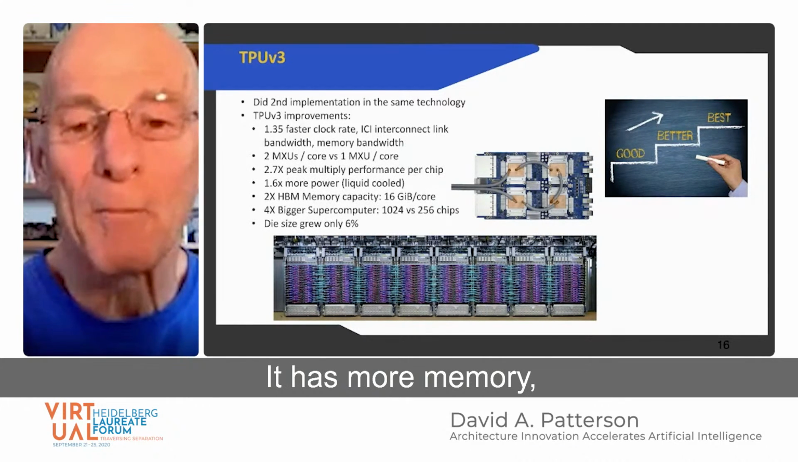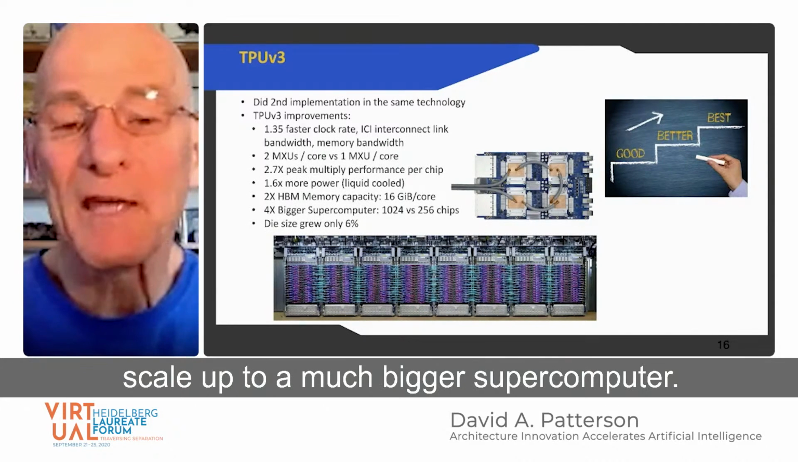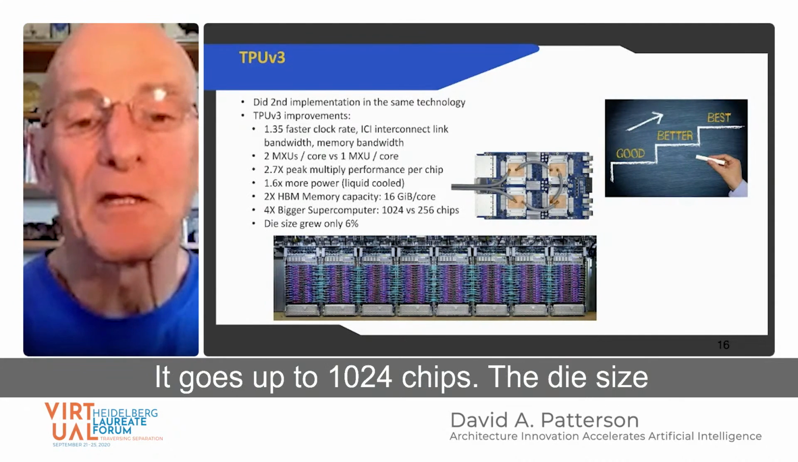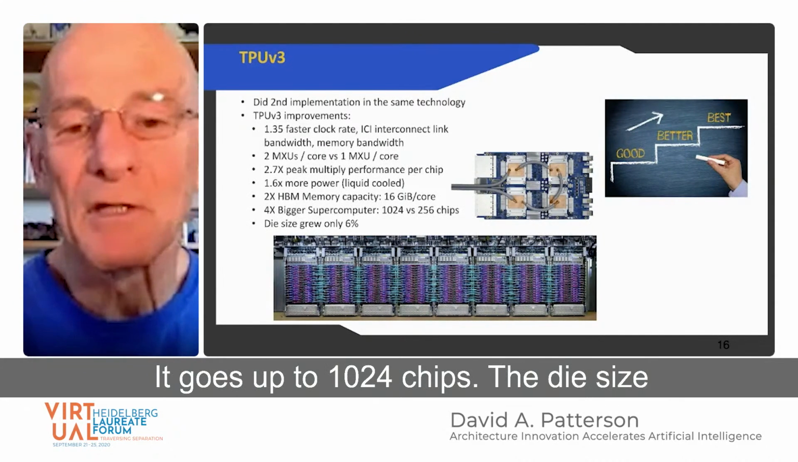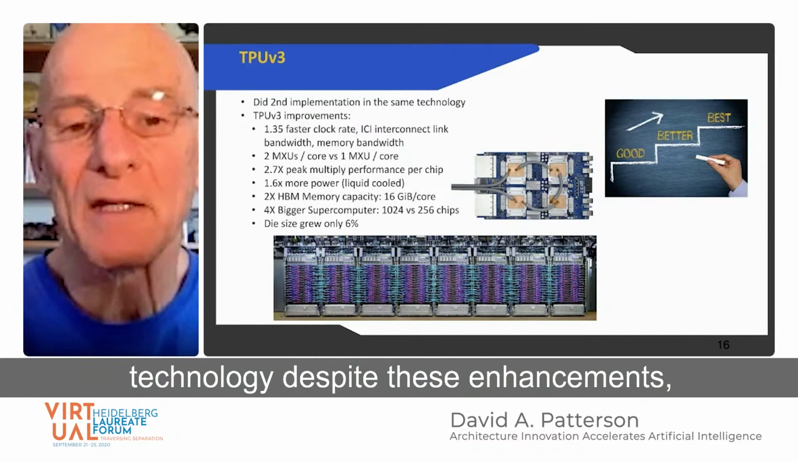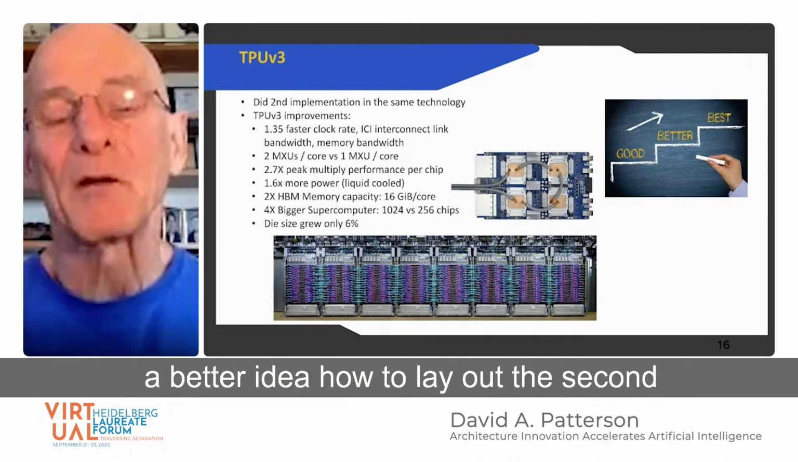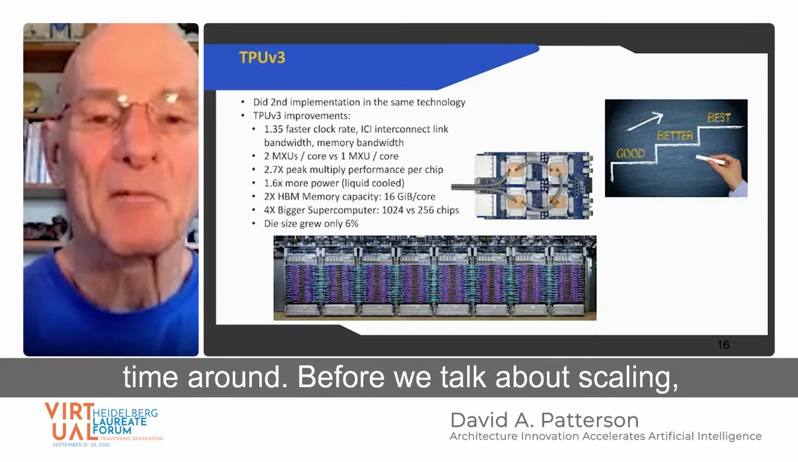It has more memory, twice as much memory as TPU v2, and we can scale up to a much bigger supercomputer. It goes up to 1,024 chips. The die size grew only a little bit. It was in the same technology despite these enhancements, because basically the Google designers had a better idea of how to do the layout the second time around.